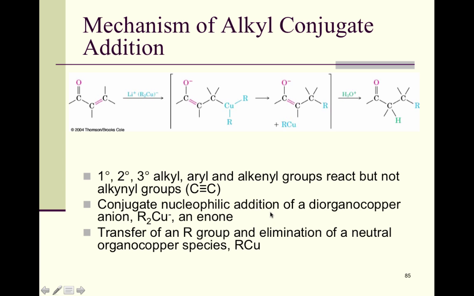Conjugate nucleophile addition of a diorganocopper reagent, we also get an enone. And the transfer of the R group and elimination of a neutral organospecies, the copper with the R group right here. So technically it's the copper that adds first, but the net result is that the R group is at the beta position, double bond gone.